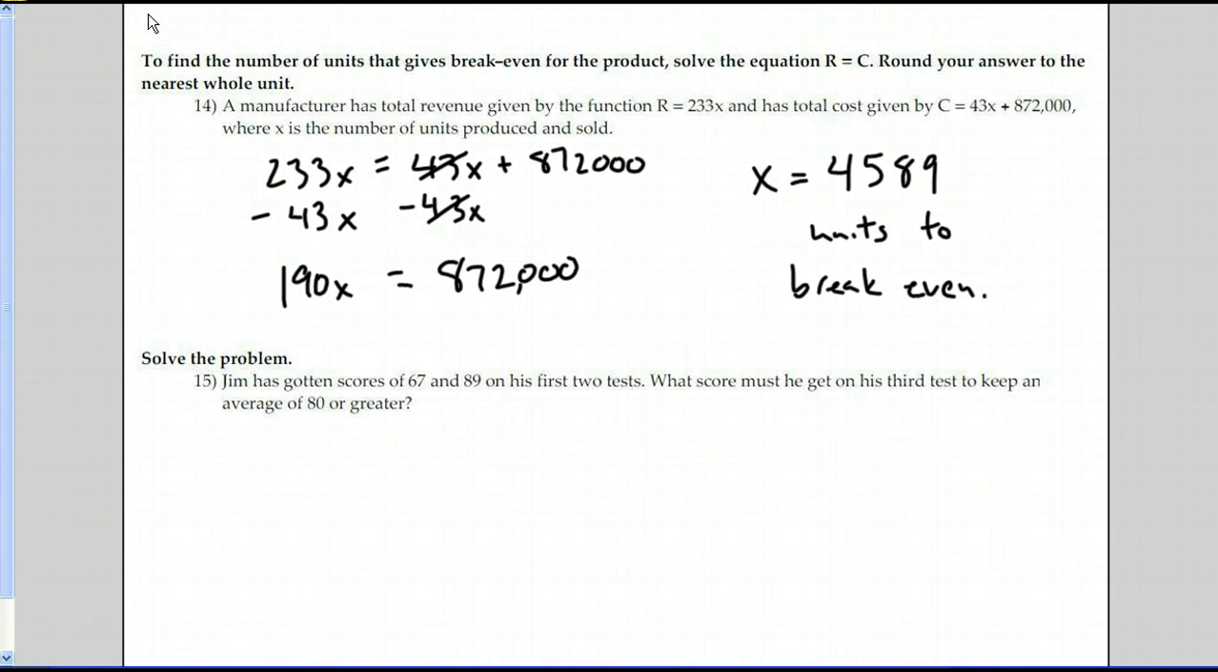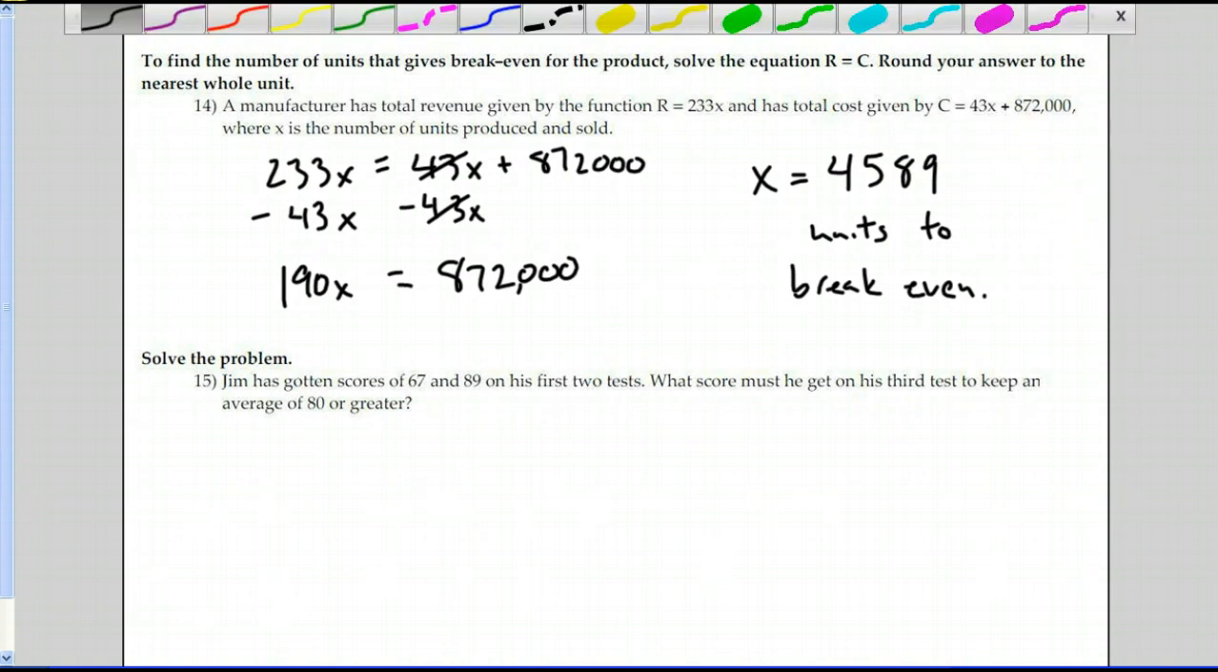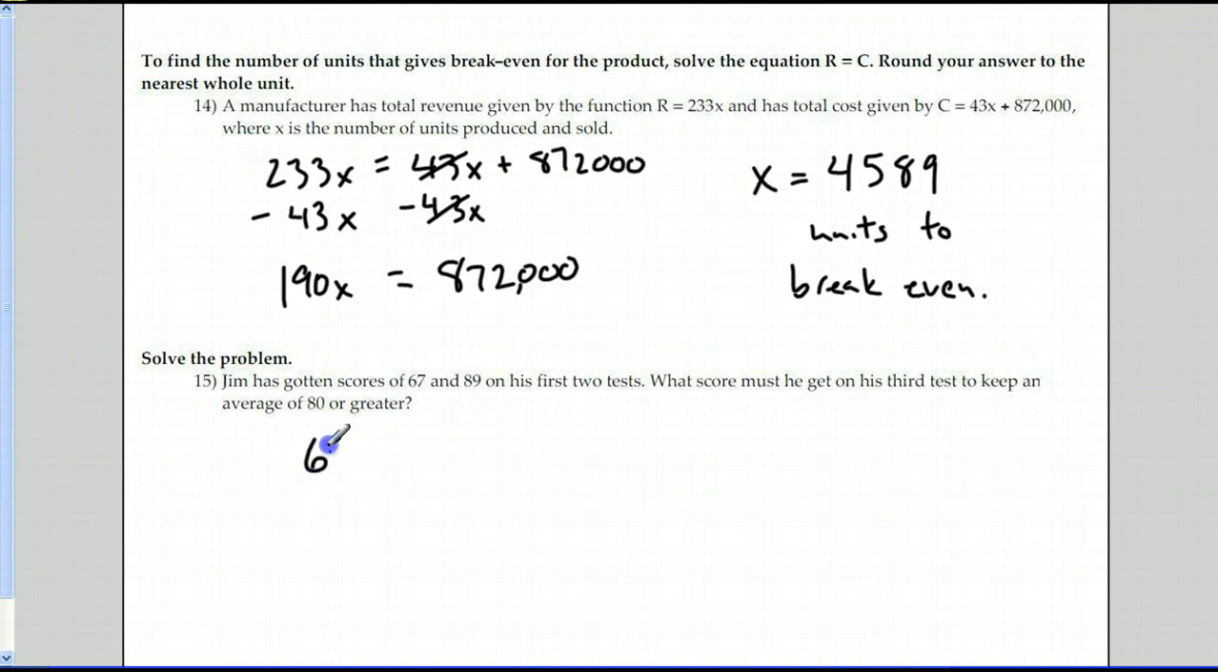Alright, number 15, Jim's got scores of 67 and 89 on his first two tests. What has he got to score on that third test to give him that B average that he wants? Okay, so how do we get an average? We take the numbers, this third thing we don't know, so what must he get? That means we don't know it, so we add X to represent that third number to have an average of 80 or greater. So we're going to divide that by 3, and that's going to be greater than or equal to 80. So this is a linear inequality problem.